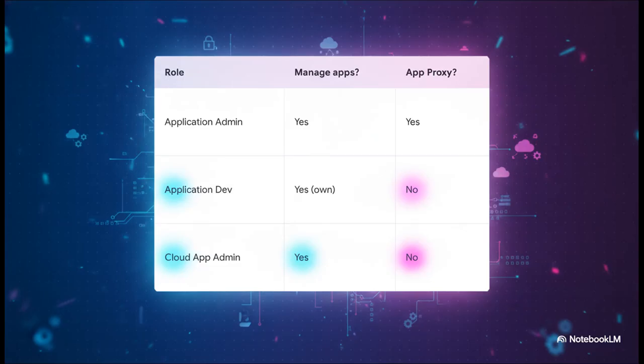There are also three main application management roles you need to be able to differentiate. You have the application administrator, the application developer, and the cloud application administrator. While they all deal with app registrations, there's a really vital nuance here. The application developer creates registrations regardless of global user settings. But the vital difference between the other two, only the cloud application administrator is specifically restricted from managing the application proxy. That is a highly testable detail you need to remember.